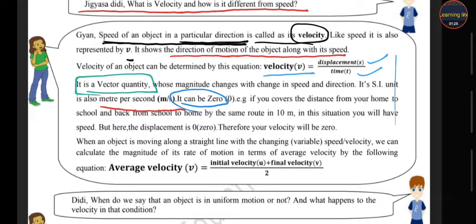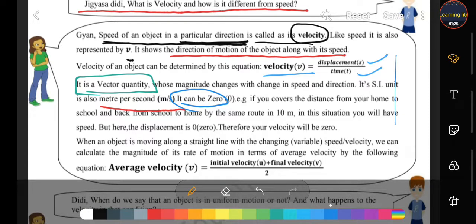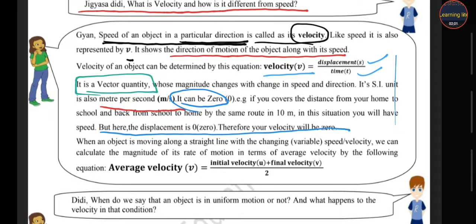It can be zero. For example, if you cover a distance from your home to school and back from school to home by the same route, it means you cover a distance, but displacement is zero because your reference point is the same, the starting point is the same. Students, starting point is home and ending point is also home. When our initial and final position is the same, there is no displacement, so velocity is zero. When displacement is zero, velocity is also zero.